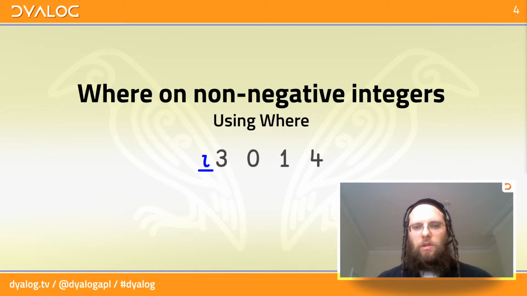Up until including 17.1, where would only take a Boolean array as its argument. And what we've done in 18.0 is to extend it to also handle numbers above 1.